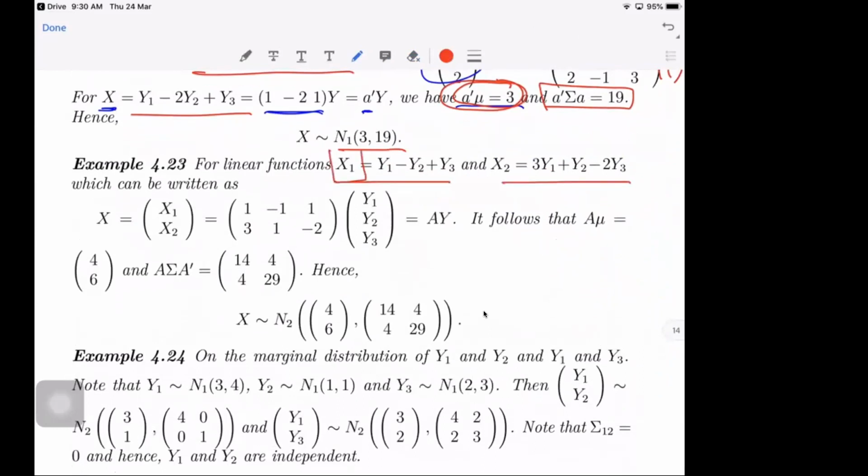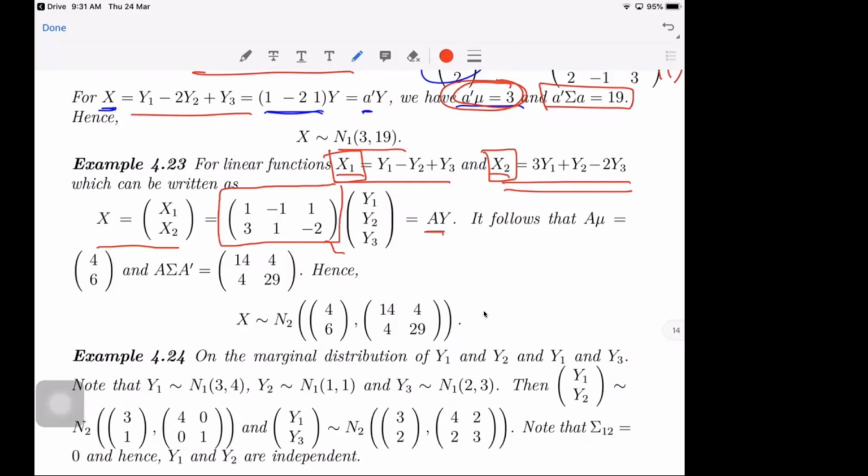Suppose you have two random variables which have different forms of linear combination. X1 is y1 minus y2 plus y3, and x2 is 3y1 plus y2 minus 2y3. And suppose you write your x as x1, x2. So this is a partitioning of your matrix. Rewriting these two, x1 and x2 will have this matrix form, or design matrix form. And this will be your A y.